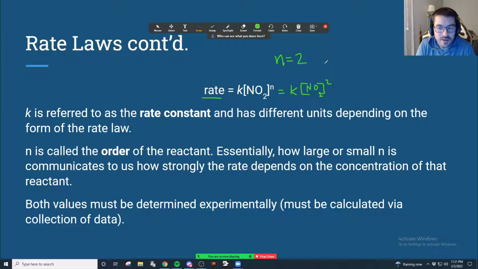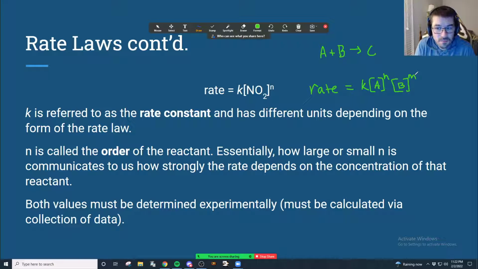If you had several reactants, so let's say you had A plus B turns into C, the general form of the rate law for this would be k times the concentration of A to some power of n. n would be the order of the reaction with respect to A. But then you would also have to factor in, potentially, the concentration of B, and this is going to have a different order. That would be m.